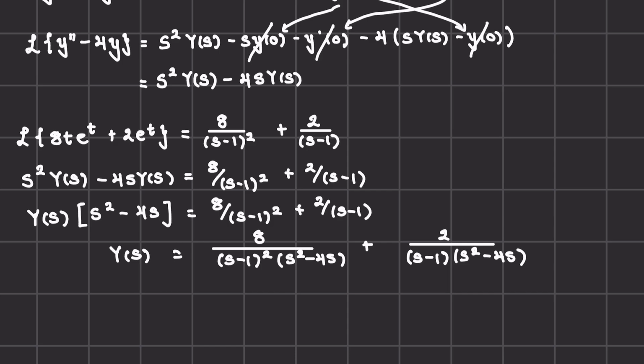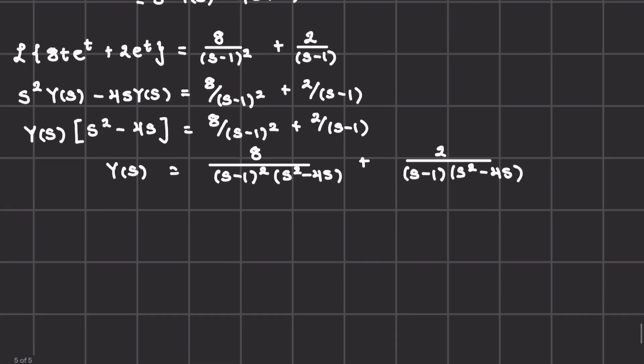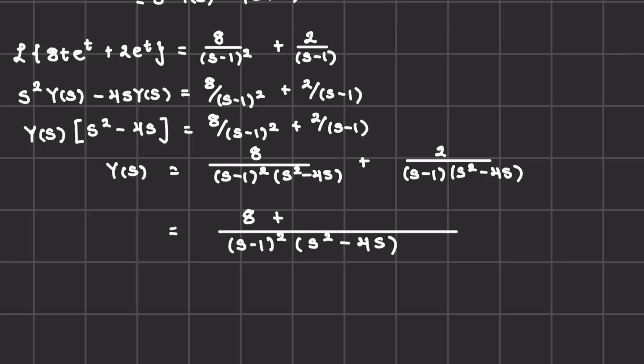Now we want to combine the fractions together. And how do we do that? We know that in the denominator, we're just off by a factor of s minus 1. Therefore, multiplying the second fraction by s minus 1, we have (s minus 1) squared times (s squared minus 4s) in the denominator. And on the numerator, we have 8 plus 2 times (s minus 1).